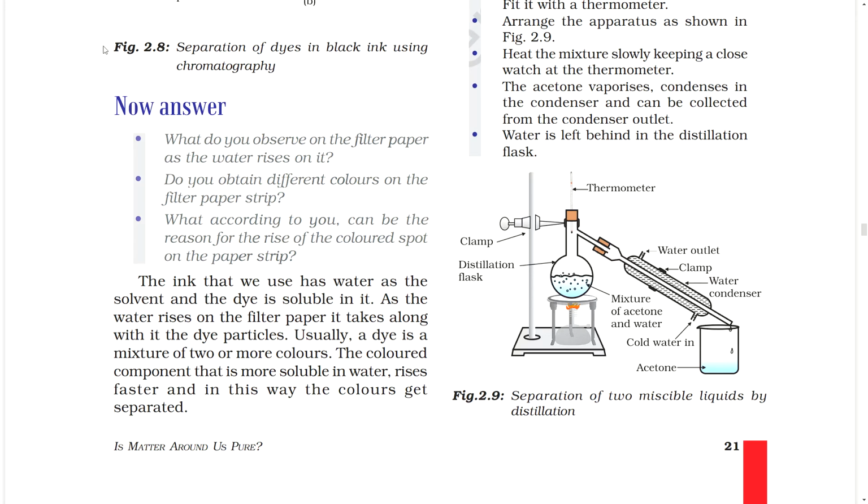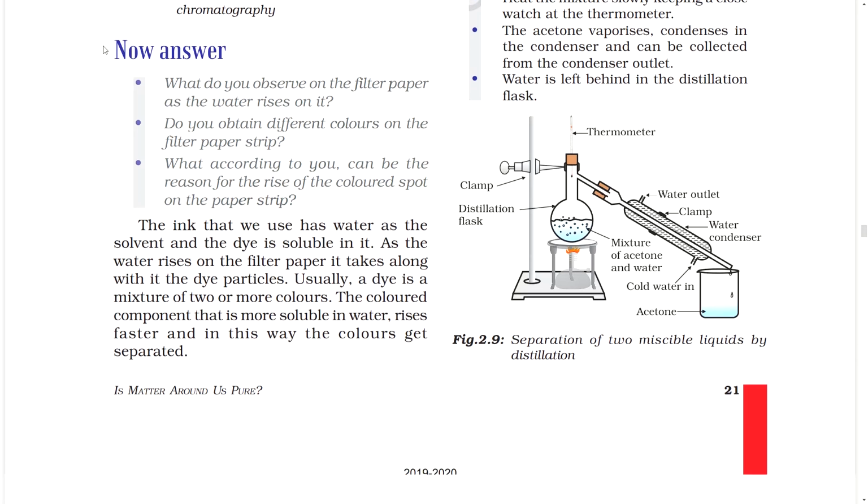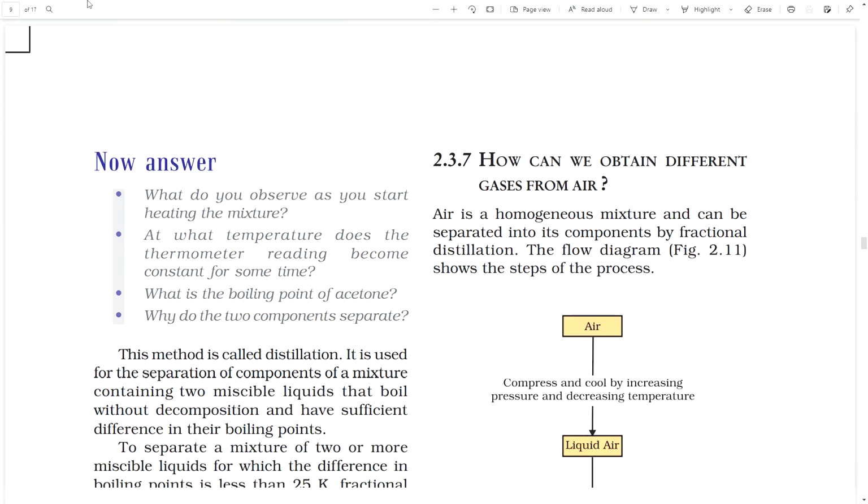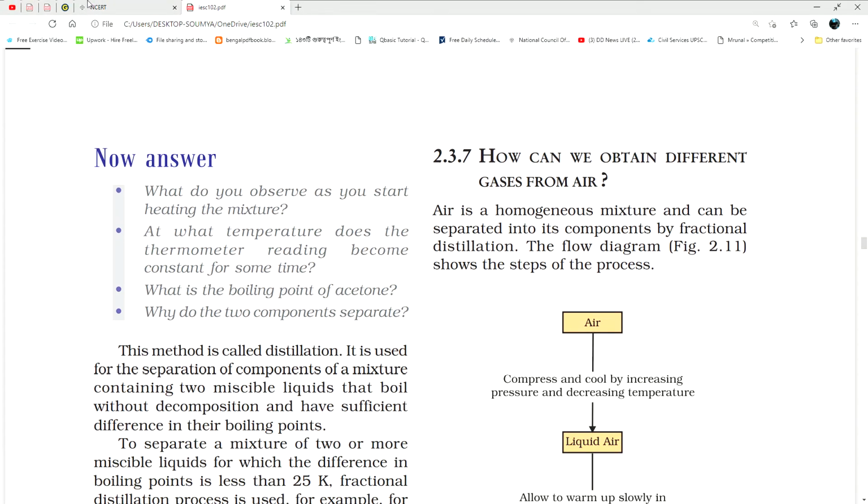Thermometer, clamp, distillation flask, water outlet, clamp, water, condenser, mixture of acetone and water, cold water in. Separation of two miscible liquids by distillation. Now answer, comment this. This method is called distillation.